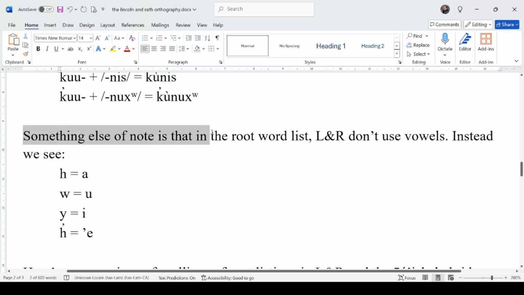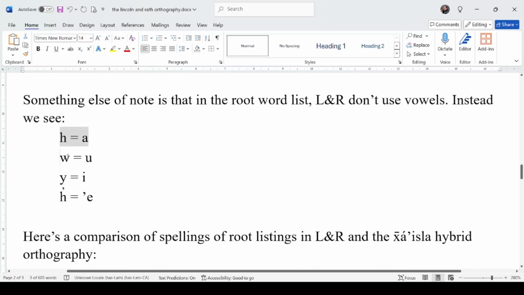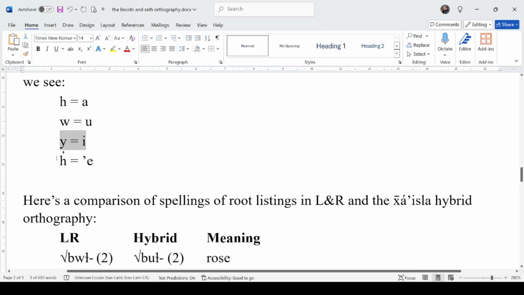Something else of note is that in the root word list, Lincoln and Rath do not use vowels. Instead, we see these. So you'll see H instead of A, W instead of U, Y instead of I, and you'll also see an H with an apostrophe on top of it, which is essentially meant to be depicted as an apostrophe with an E afterwards. So apostrophe H is actually apostrophe E.